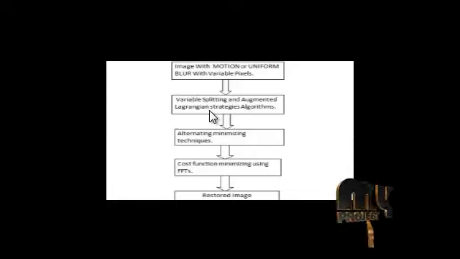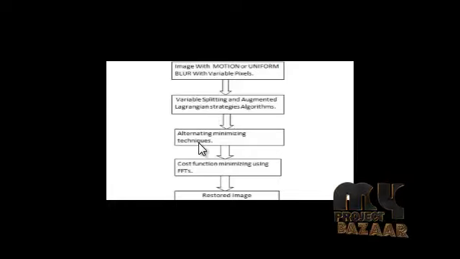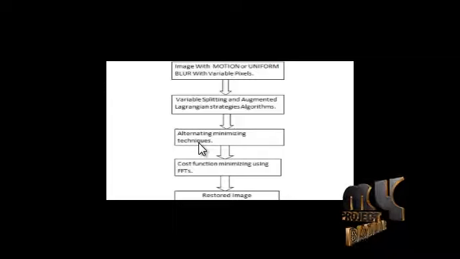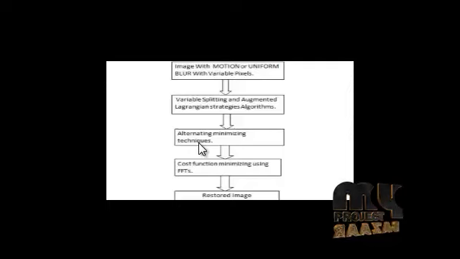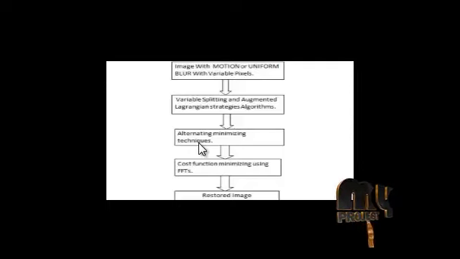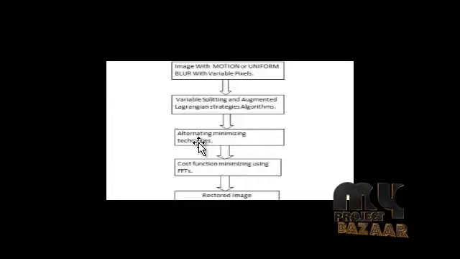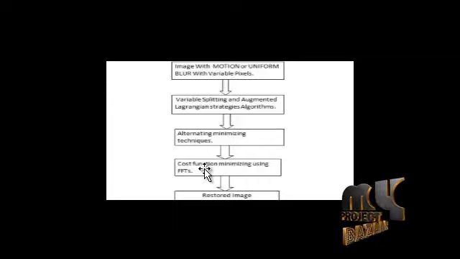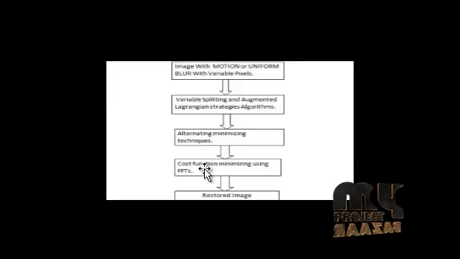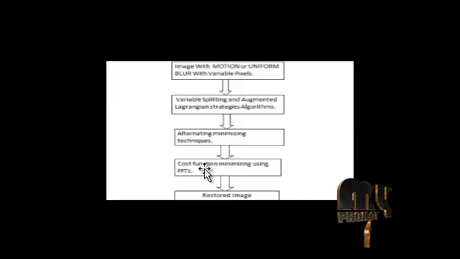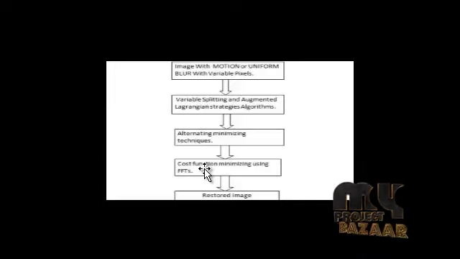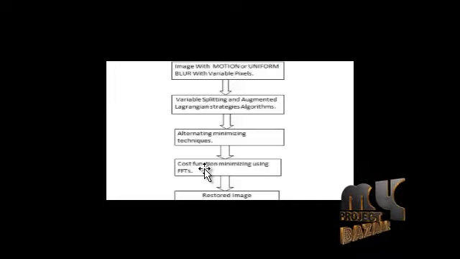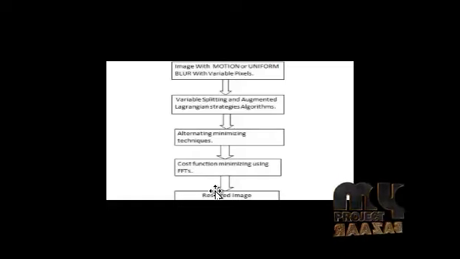Then we will go for our alternating minimizing technique. The alternating minimizing technique yields the cost functions from the augmented Lagrangian function. This minimizing can be performed non-iteratively using a soft thresholding or shrinkage rule. Then we will go for our cost function minimization by FFT. It is an algorithm used to compute the discrete Fourier transform and its inverse. It is used to convert frequency to time and vice versa. The cost functions from the alternating minimizing technique can be computed by FFT to get the restored image.